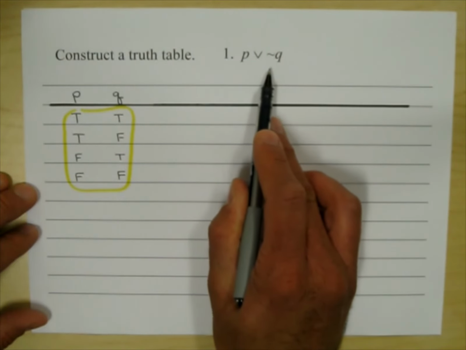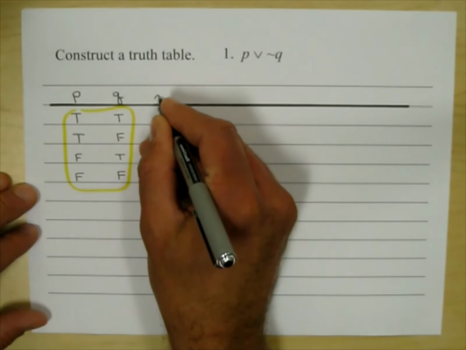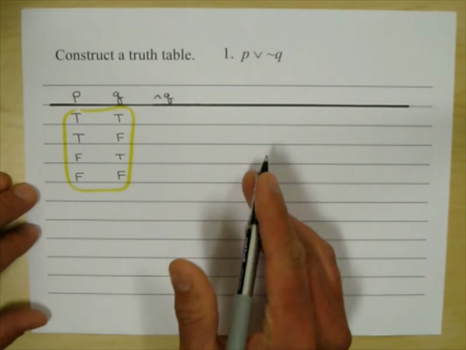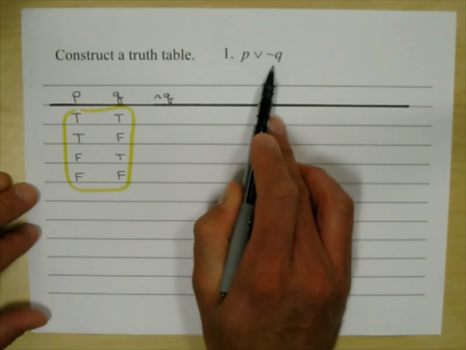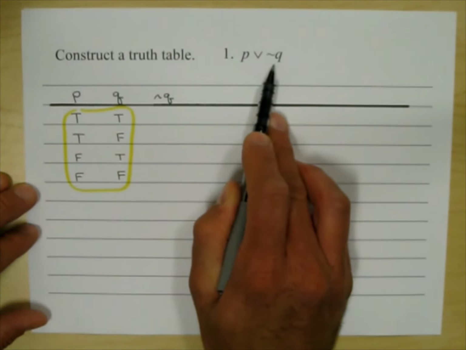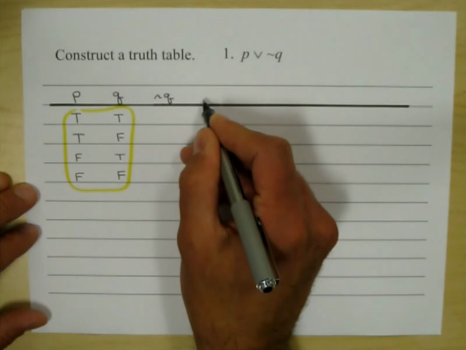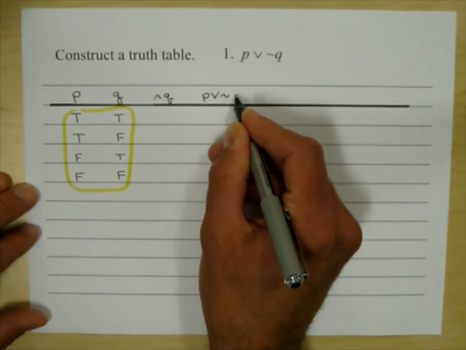if we were building this, how could we build this? So we would go back to our order of operations. Who's stronger, the OR or the NOT? The NOT is stronger, so you're going to make another column called not Q. Okay, so now you've got that built. Now you're going to build the whole thing, because now you can OR the not Q with the P. So my next column is going to be the whole thing, P or not Q.